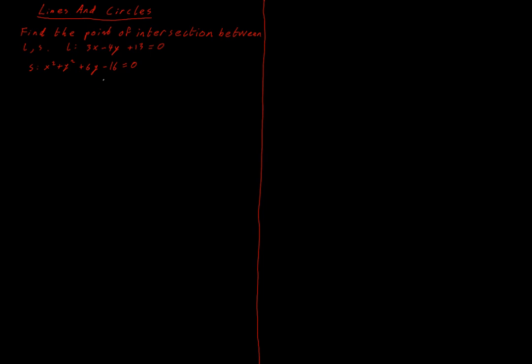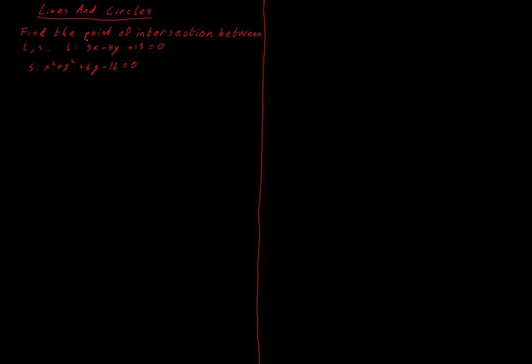Now there's something else that we want to focus on if we saw this in an exam question, and that's to read the English carefully. Find the point of intersection between L and S. The point. There's only one. So if there's only one point of intersection between a line and a circle, what does that tell me about this line? It must be a tangent to my circle. It only touches the circle at one point.